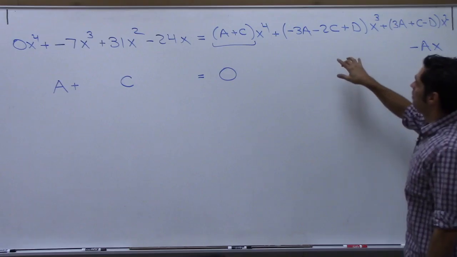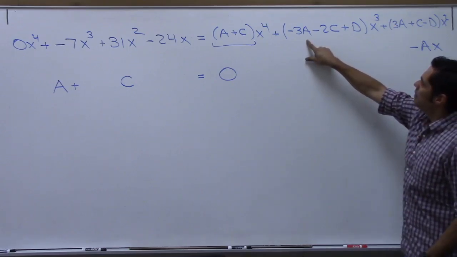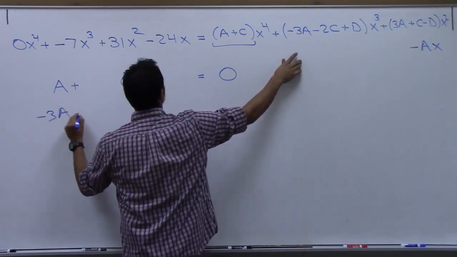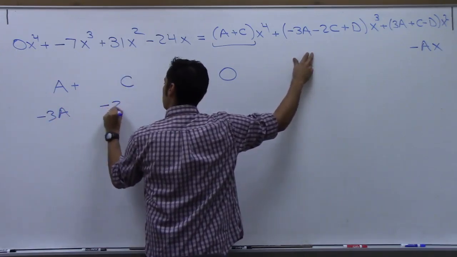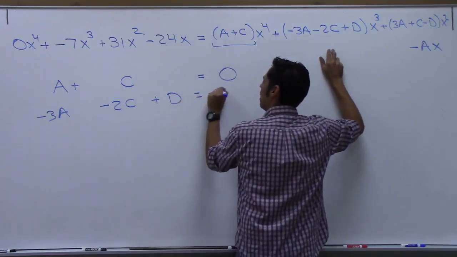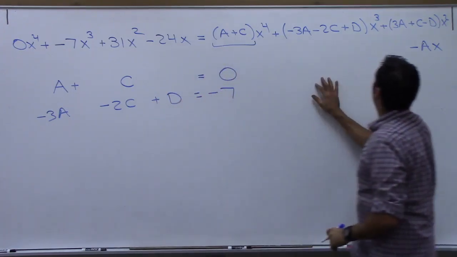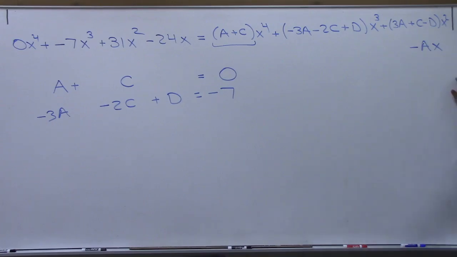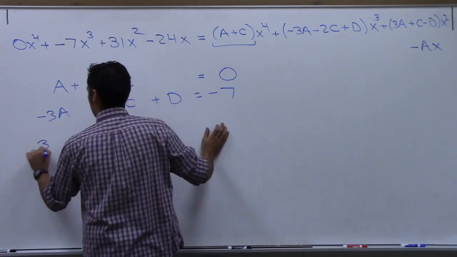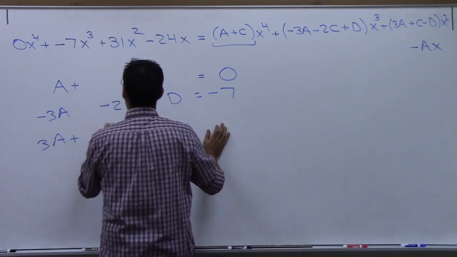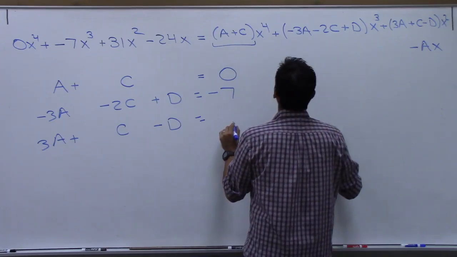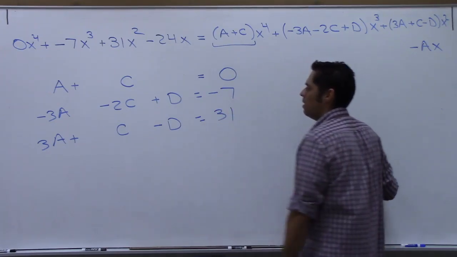What's the next one? The x cubed: negative 3a minus 2c plus d must equal negative 7. And then I have 3a plus c minus d must equal 31. You do the same thing with the x term.